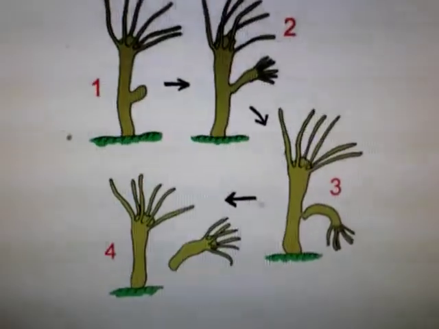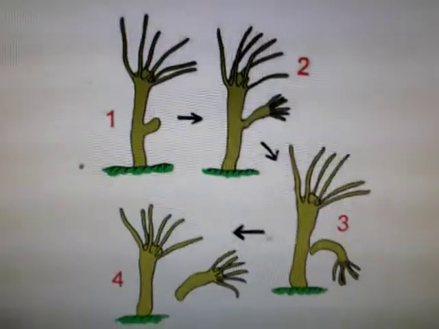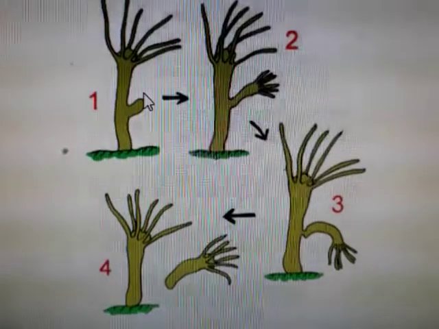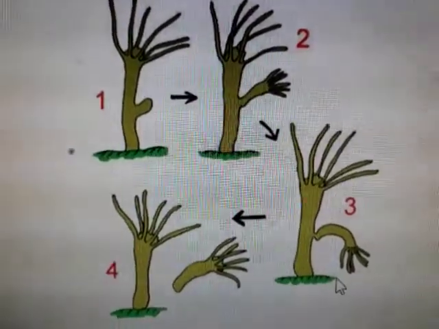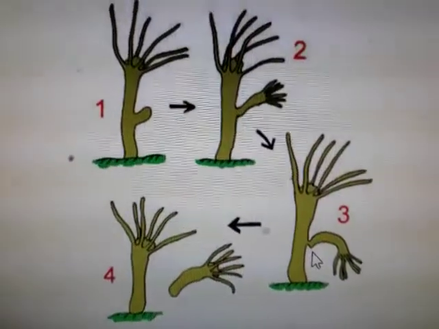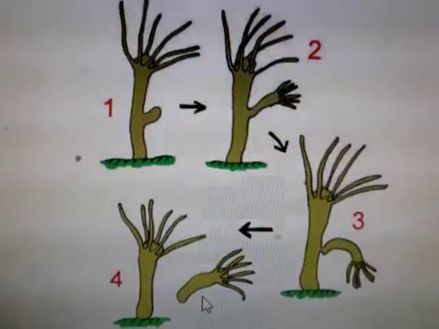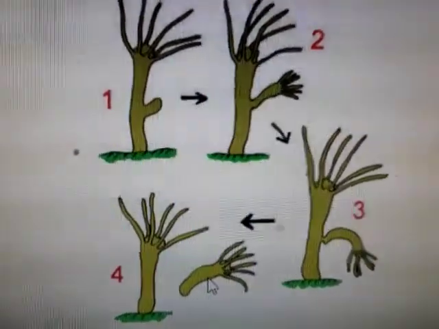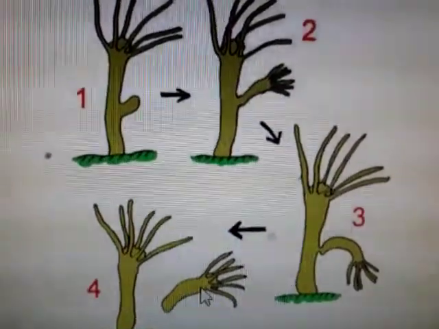Hydra, it is an example of phylum Coelenterata, vegetative type of growth or reproduction. This is a bud. This bud then detaches from the parent animal and then develops into a new organism or new hydra.